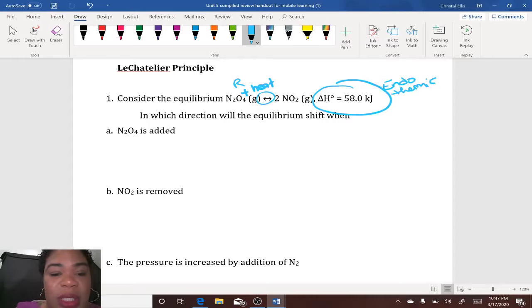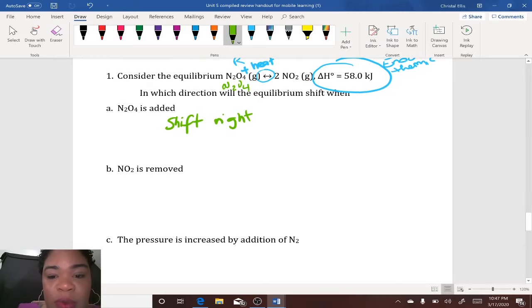So the question says, in which direction will the equilibrium shift when N2O4 is added? If we add more N2O4, there's too much N2O4 on the reactant side. We need to shift right in order to reestablish equilibrium. So it will be shift right. Or we could say forward.